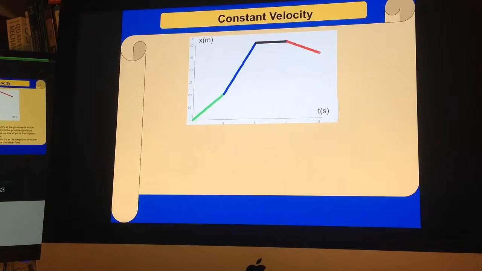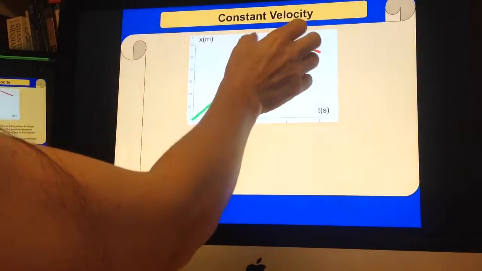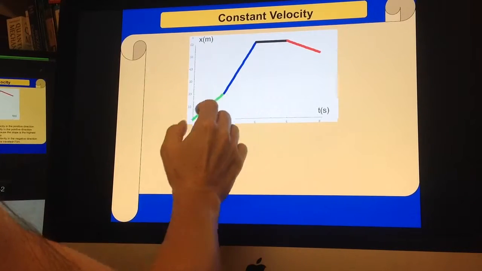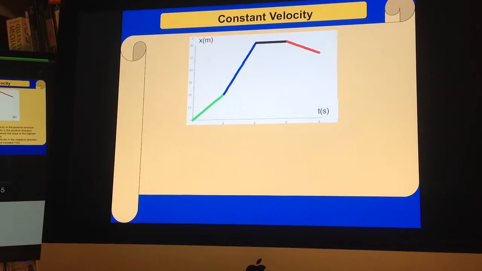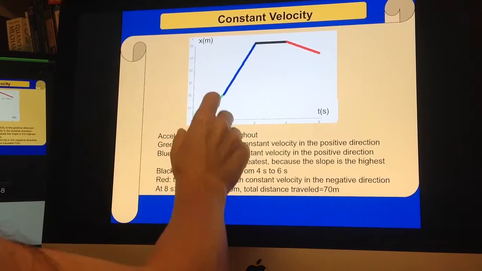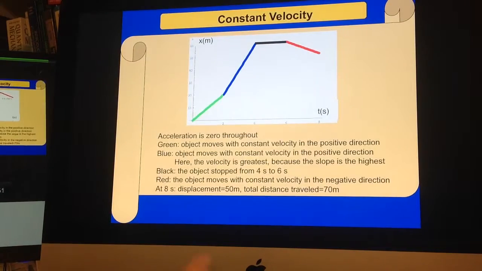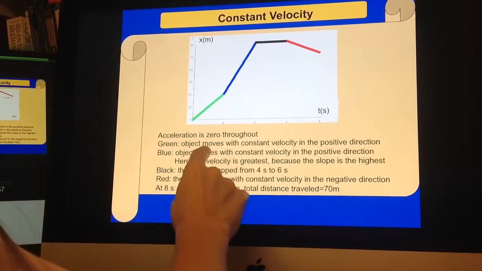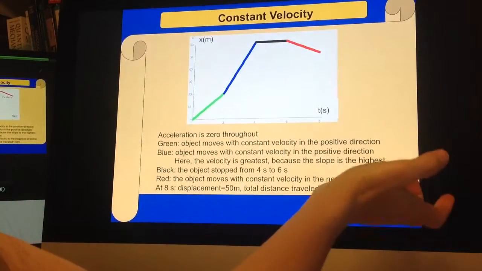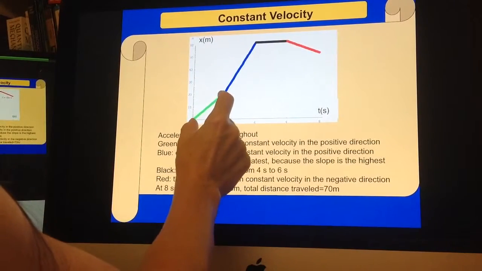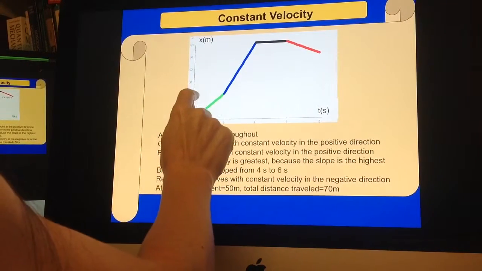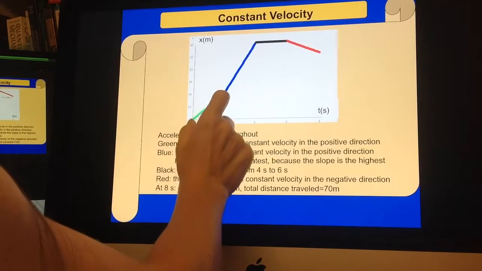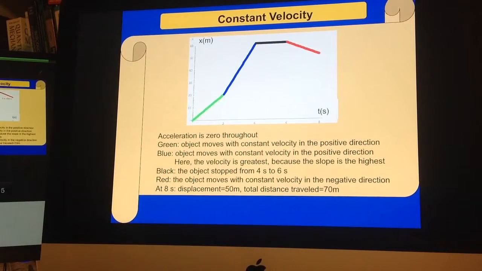Well, for sure, the acceleration is zero. For each piece, the acceleration is zero because the velocity is constant. The position is changing, but the position is changing at a constant rate. Okay? So, the acceleration for each piece is zero. What else can we say? The green piece tells us that the velocity is in the positive direction. How do I know that? Well, I know that because the displacement is positive. You see, my final position is 20, my initial position is 0, so my displacement is positive. Displacement is positive, then I know that my velocity is positive.